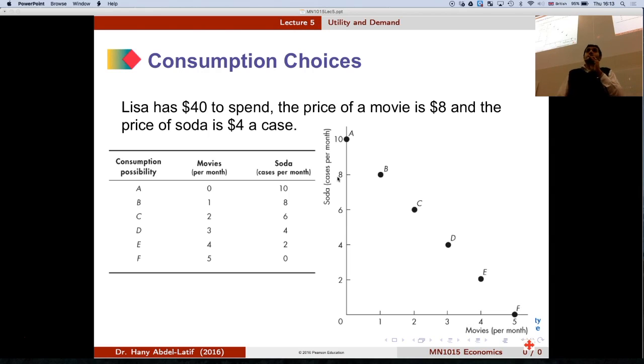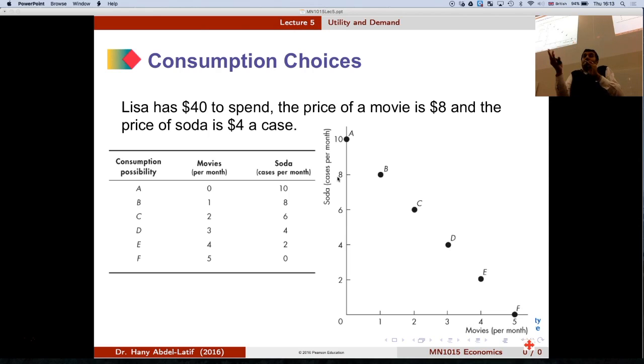At point F, she decided to spend all her income on watching movies. She loves movies, for example. I mean, this is not what she's going to do. I didn't say that. I'm saying that's what she can do. They are two different things.